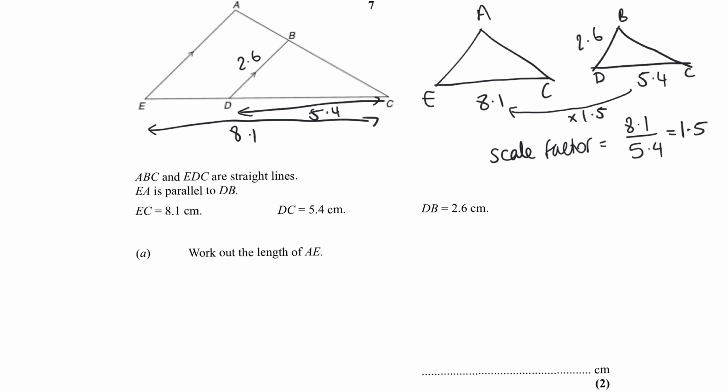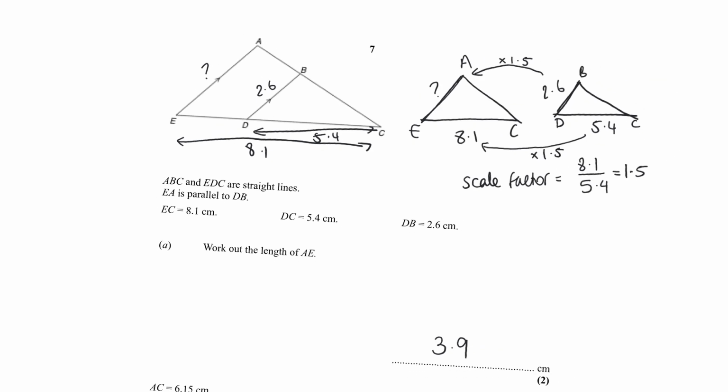So it wants us to work out the length AE. And AE is proportional to BD. We know that BD is 2.6, so to work out what AE is, we would multiply that value by 1.5, and in your calculator, that would leave you with an answer of 3.9 centimeters.